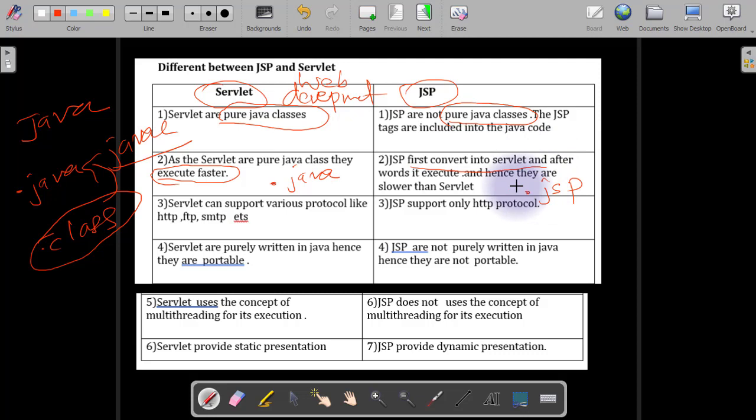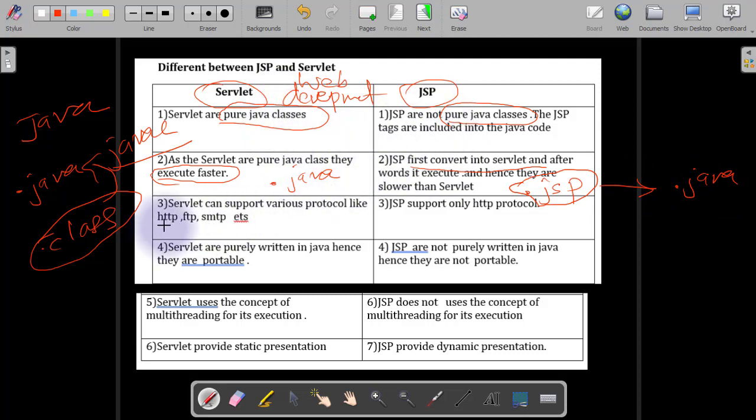But in case of JSP, the file extension is .jsp. Therefore, the compiler is not able to compile this .jsp file. So first this JSP file will be converted into a servlet and then afterwards it executes, and hence it is slower than the servlet. Therefore JSP is slower than the servlet. Why? Because the .jsp file first has to be converted into a servlet, that means a .java file. This is the second difference between servlet and JSP.